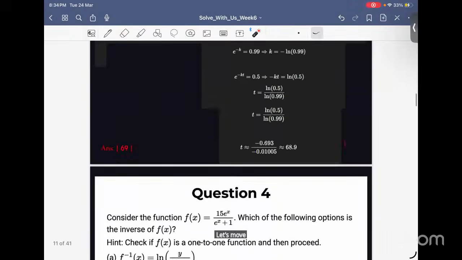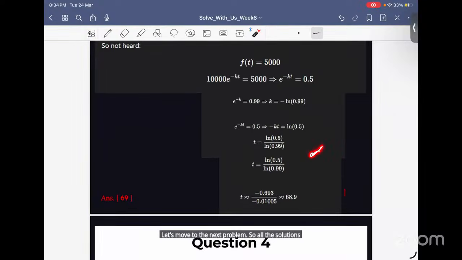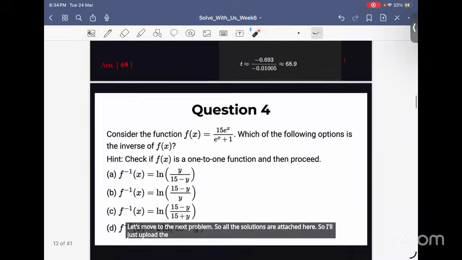Let's move to the next problem. All the solutions are attached here, so I'll just upload the slide. You can just go through it also.